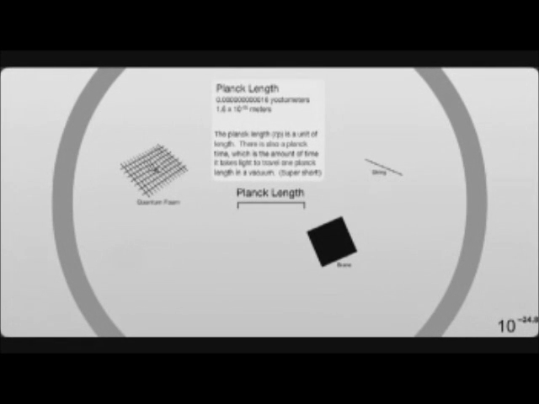The Planck length, or lambda p, is a unit of length. There is also Planck time, which is the amount of time it takes light to travel one Planck length in a vacuum.